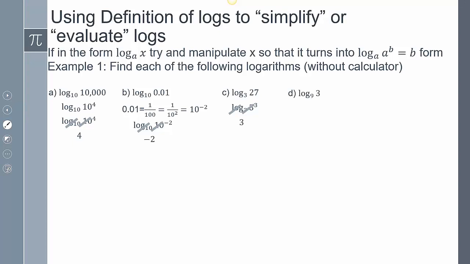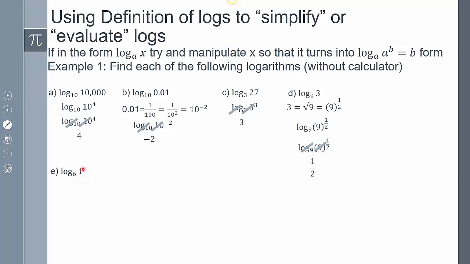If I had log base 9 of 3, this is where it gets a little more abstract, because somehow I have to make that 3 into the 9. You should think about whether there are any roots involved. I know that 3 is the same as the square root of 9, and I can rewrite the square root of 9 as 9 to the 1/2 power. And so now the log base 9 and the 9 cancel out, and I'm left with 1/2.